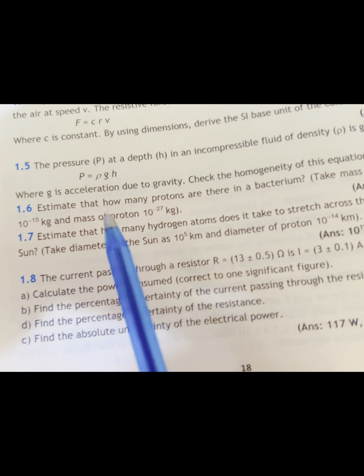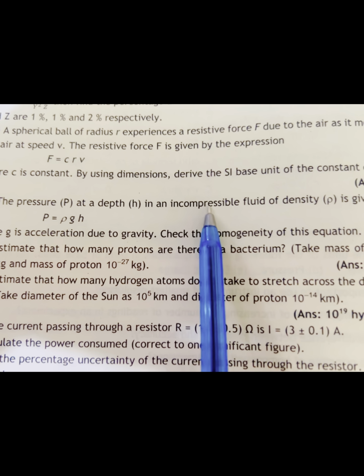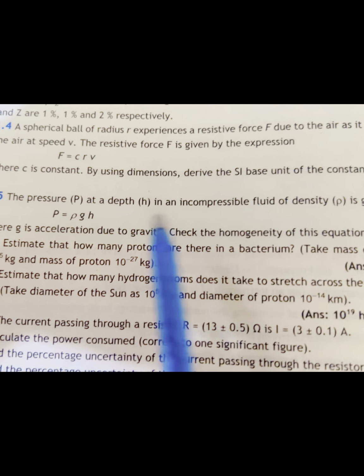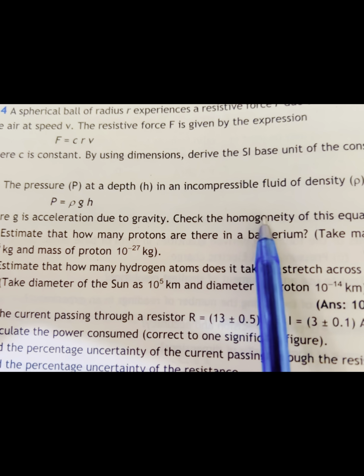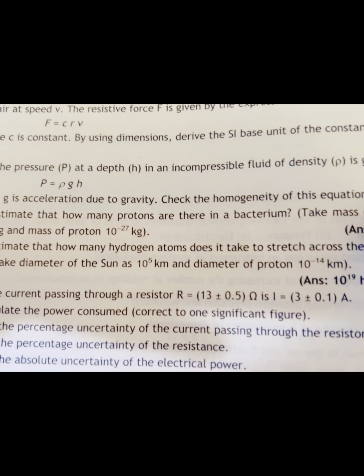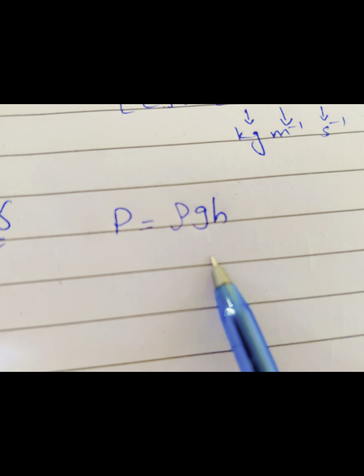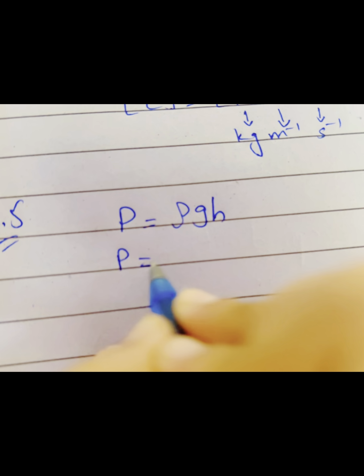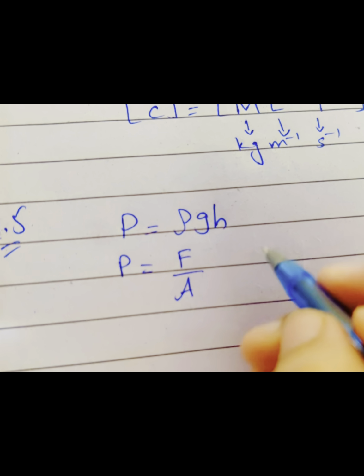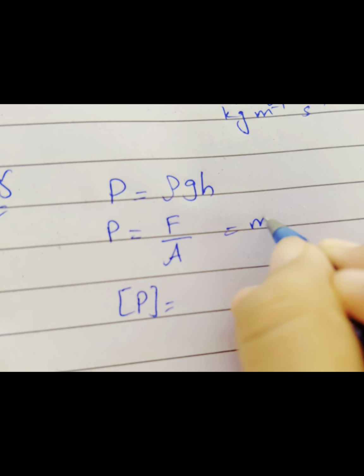Now for numerical number 5, the pressure P at the depth h in an incompressible fluid of density rho is given by P is equal to rho gh, where g is acceleration due to gravity. Check the homogeneity of this equation. To check the homogeneity of this equation, we have to check the dimensions on the right hand side and on the left hand side. If they are equal, then the equation is homogeneous. For pressure P, we have the formula force per unit area. Let's write its dimensions. For force, we would use MA.